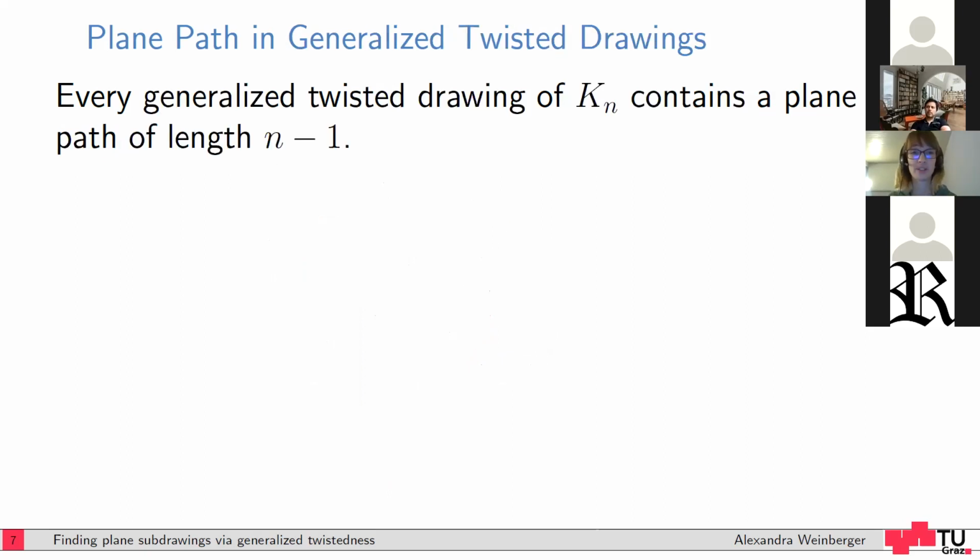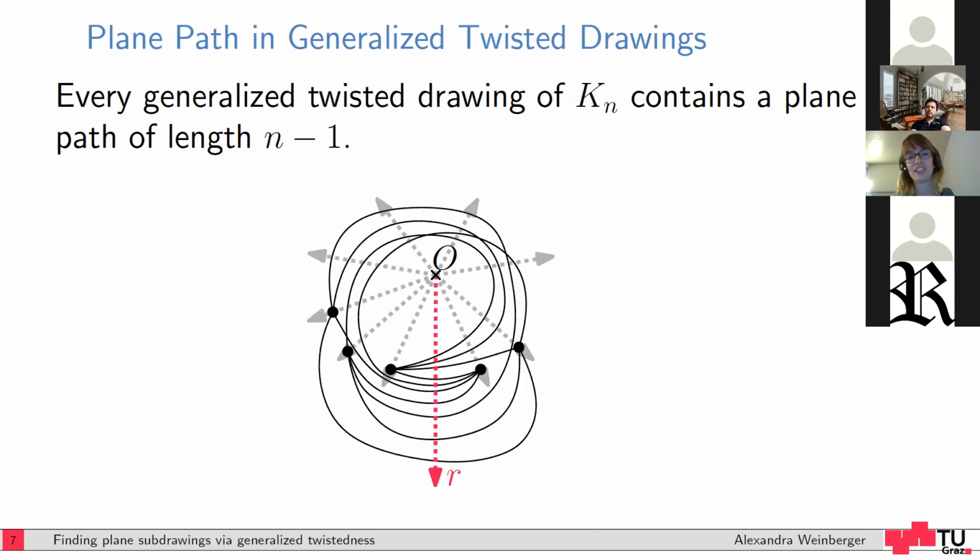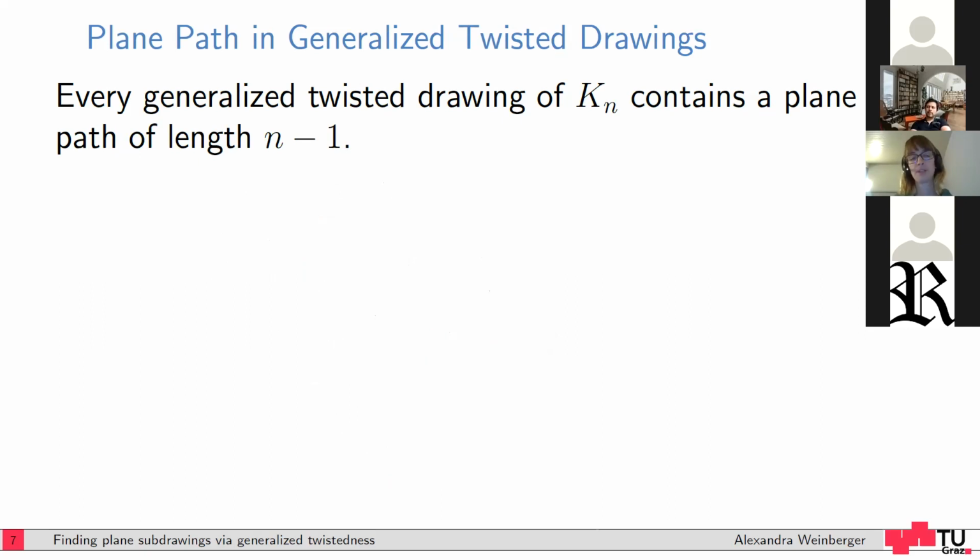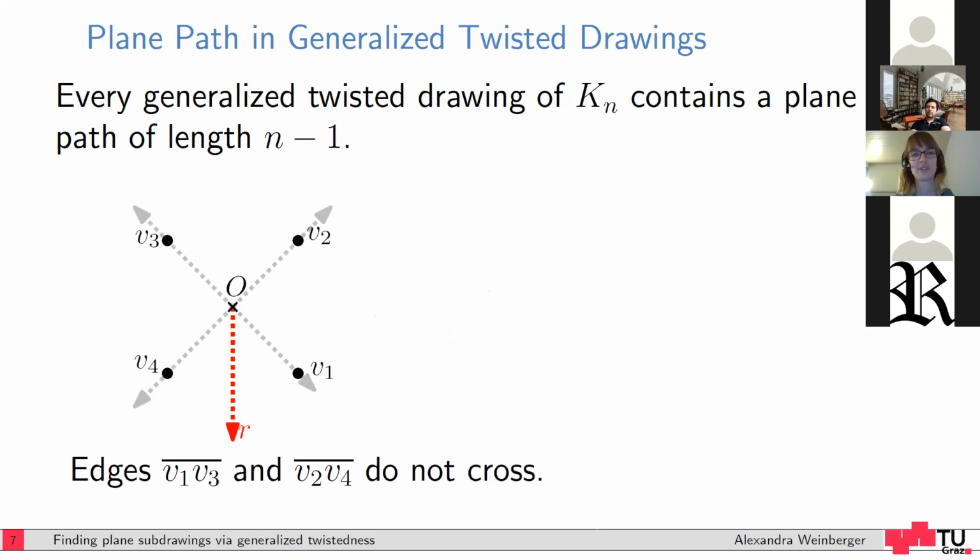Now for generalized twisted drawings, we will also show that they contain plane Hamiltonian paths. Unfortunately, there we cannot use the same path we used before, because then we would end up with a lot of crossings. So we need to be a bit more careful here. What we are going to do is to use one of the very nice properties of generalized twisted drawings. And this is that when labeling vertices counterclockwise, like here V1, V2, V3, V4, then the edge V1V3 cannot cross the edge V2V4. We can prove this by contradiction.